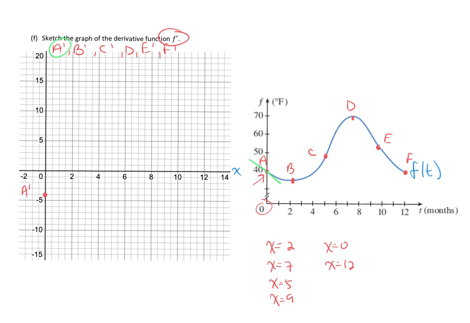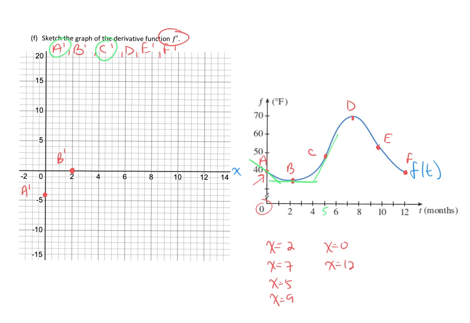Now let's take a look at point B and draw the tangent line that touches f of t at point B. Here you can see that the tangent line is horizontal. Its slope is 0. So at x equals 2, I'm going to plot 0. That's B prime. Let's go to point C. Draw a tangent line to the function at point C. At C, where x is 5, we can see that the tangent line is increasing, so the slope is positive, which means I'm going to plot C prime above the x-axis.